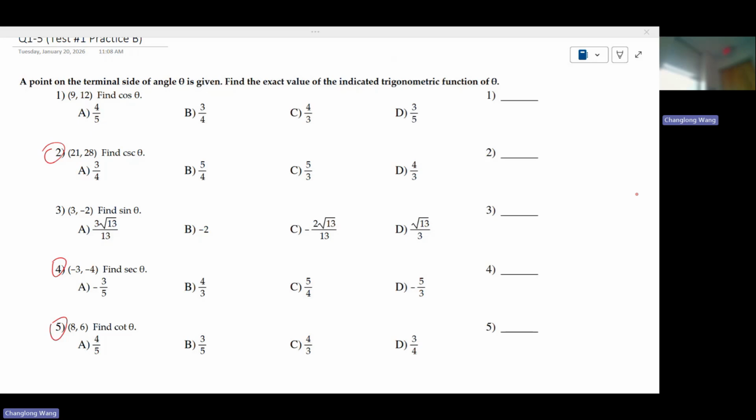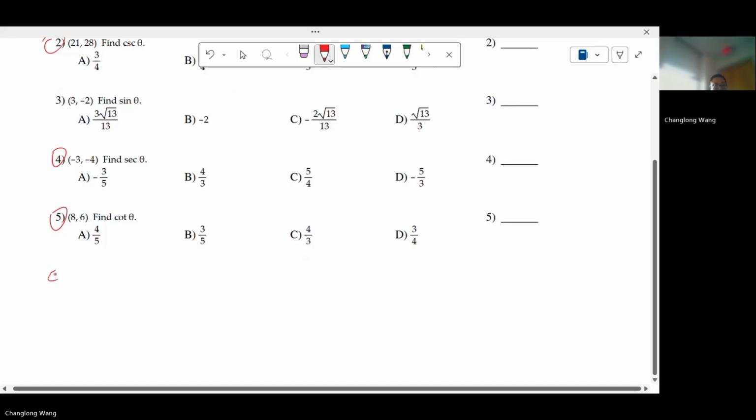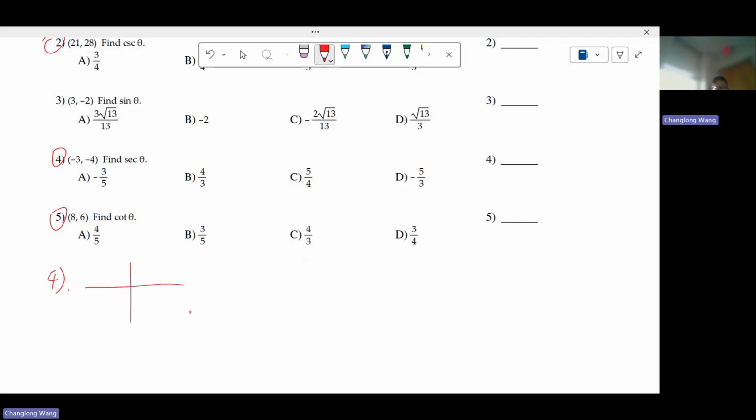Let's look into number 4 and number 5. All right. Okay, so for number 4, let's make sure that we know which quadrant the point is in, right? And then we'll draw the diagram. All right, so -3, -4, so that has to be in the third quadrant, right? So the P is somewhere here.